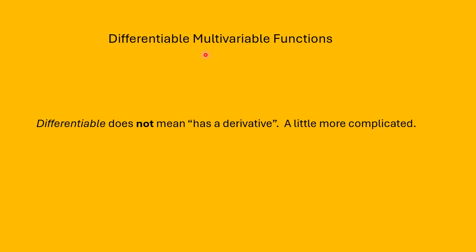So now let's move on to differentiable functions. We're going to be looking at differentiable functions of more than one variable. For functions of more than one variable, differentiable does not mean has a derivative. It's a little bit more complicated than that. So things change when you have more than one variable. For a function of one variable, differentiable did mean it had a derivative. But for functions of two or more variables, we have to change our definition a little bit so that it's more useful for what we're going to do.